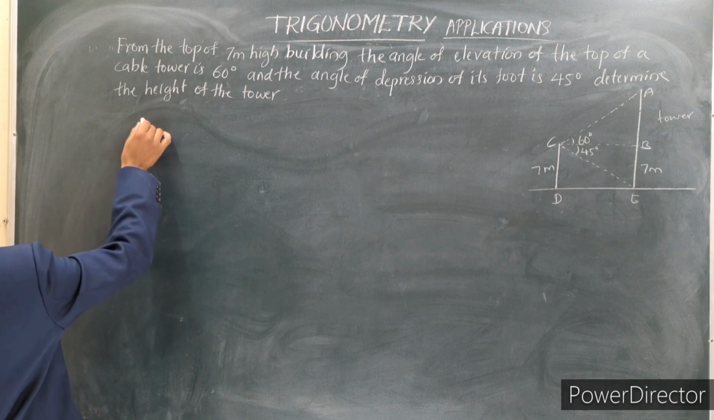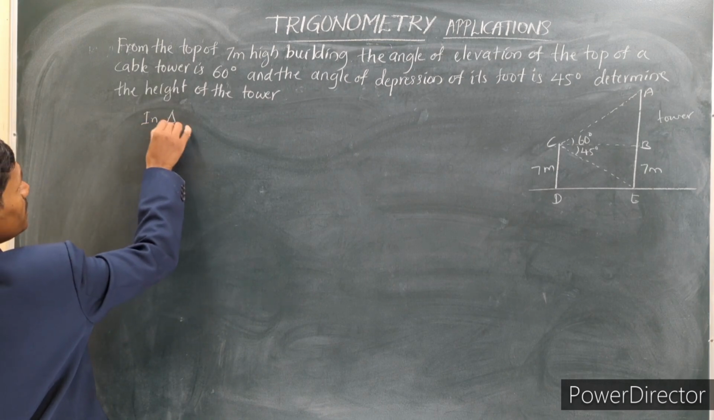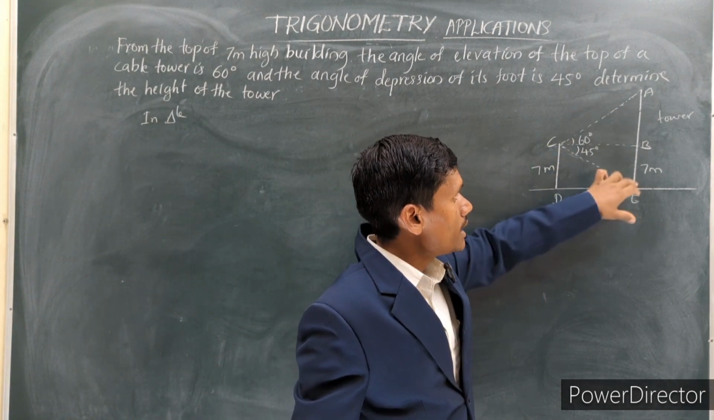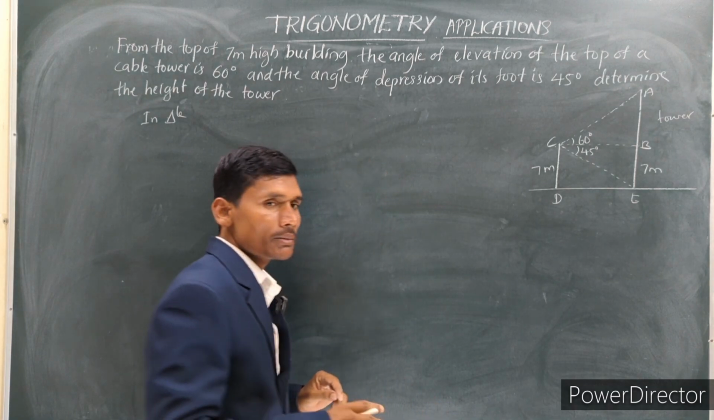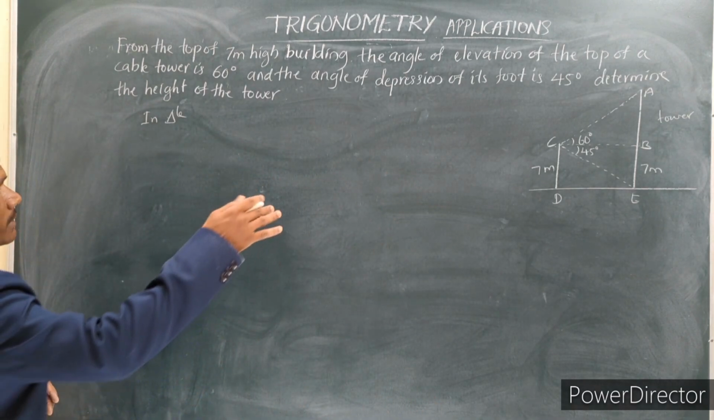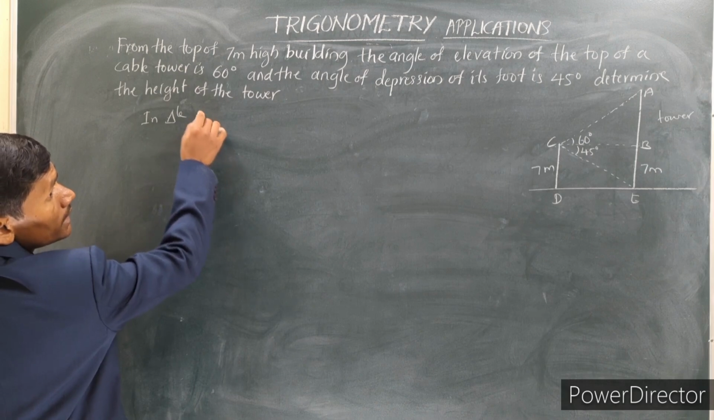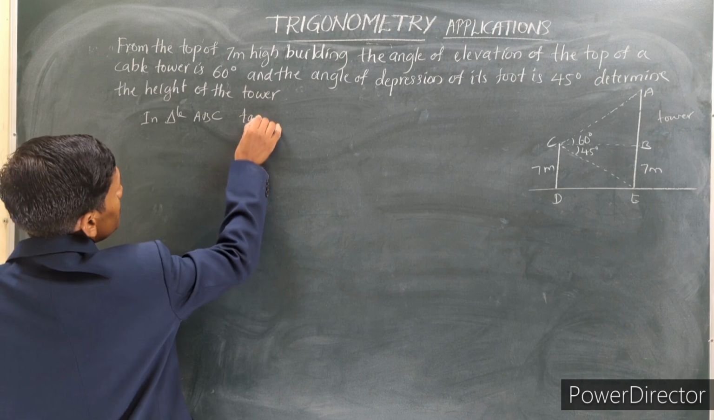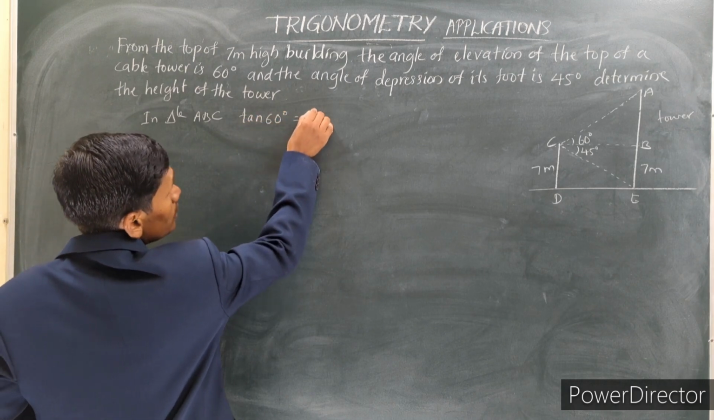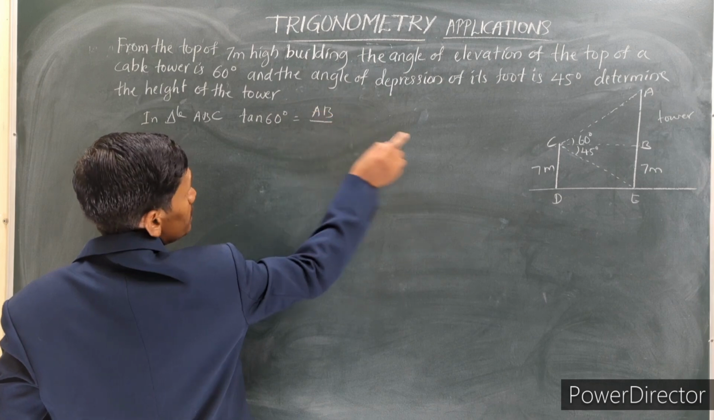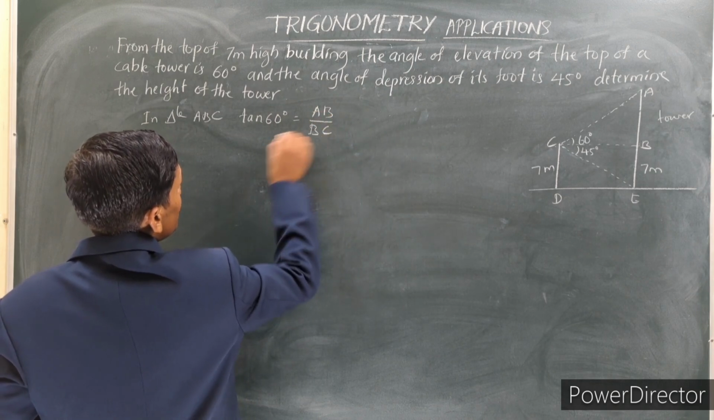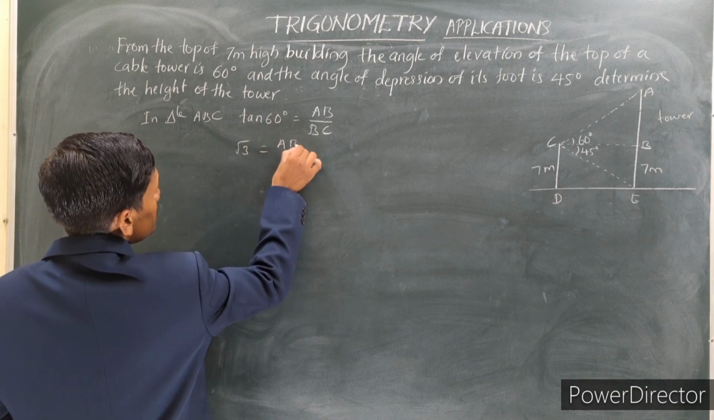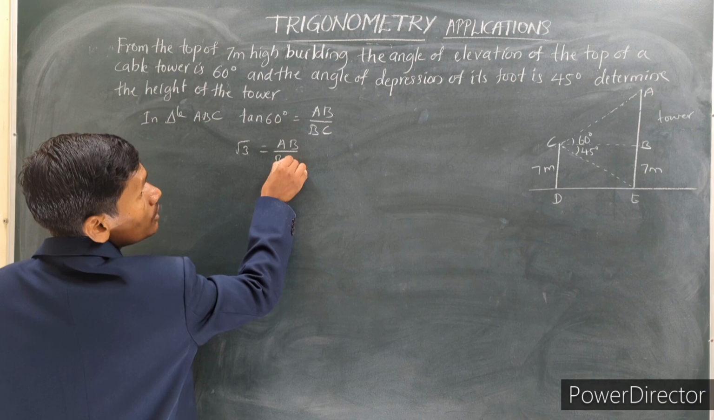Next, you see in the triangle, you need to mention that let CD be the building and AE be the tower, representing the tower. Like that you need to mention in the beginning. If you consider the triangle ABC, in that you take tan 60 degree. Tan 60 degree is equal to opposite by adjacent, that is AB by BC. Tan 60 is root 3. AB you write as it is, BC also you write as it is.